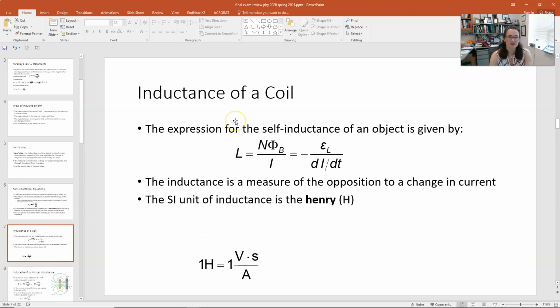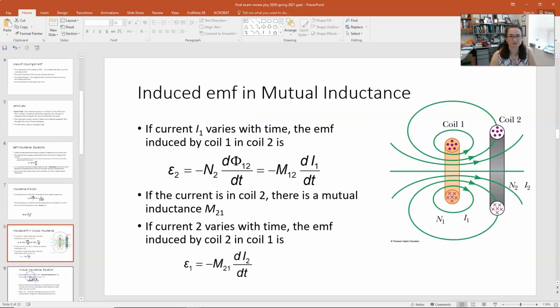So remember that the expression to find the self-inductance of an object, L, was equal to N times the magnetic flux phi B divided by the current through it. And this is a measure of the opposition to a change in the current. The SI unit of the inductance is the Henry, and 1 Henry is 1 volt second per amp. I know it's a little strange unit, but there you have it.